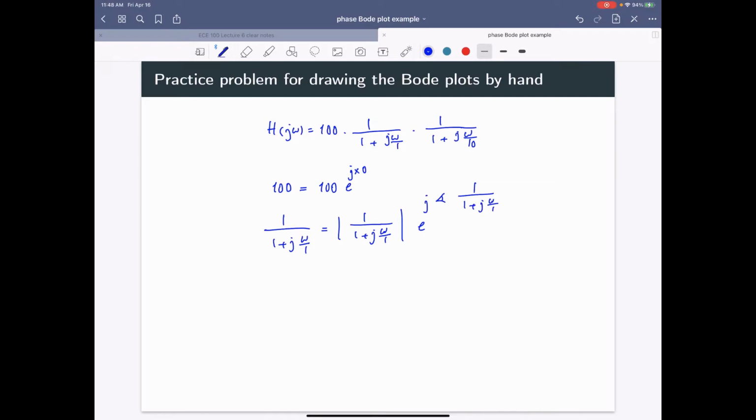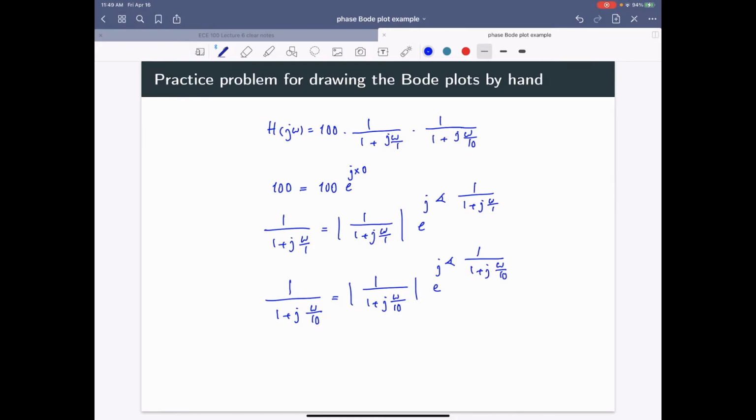To find the angle of H(jω), you can calculate the angle of each one of these functions separately and then add them up. This is the proof for that. The other one also, 1 over 1 plus jω divided by 10, is the magnitude of this function multiplied by e to the j angle of 1 over 1 plus jω divided by 10.